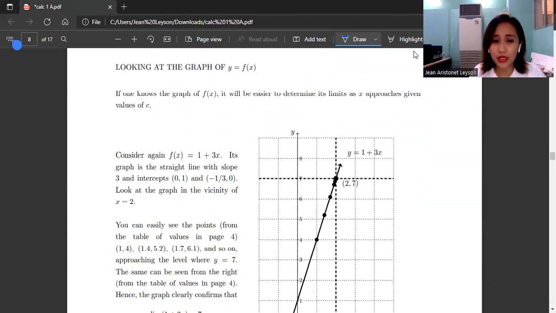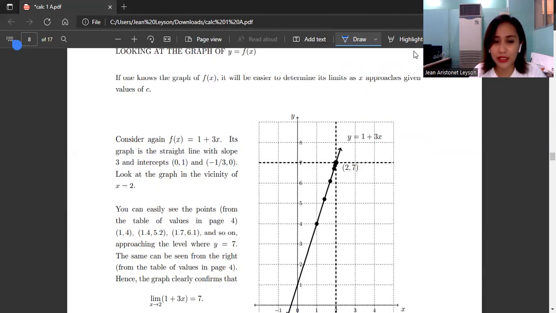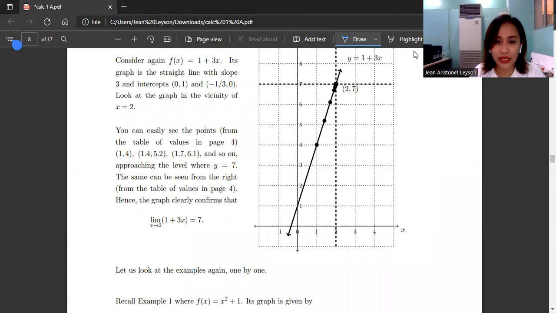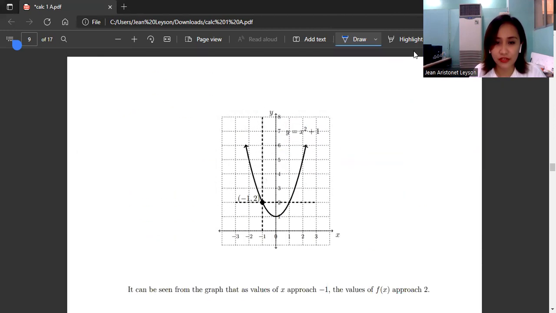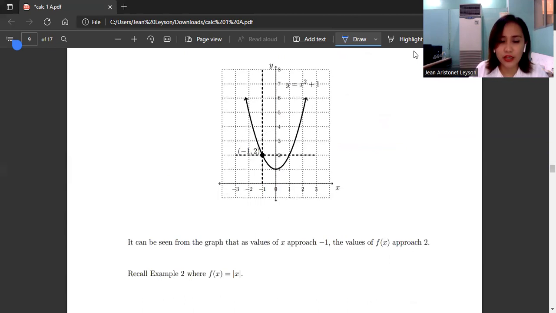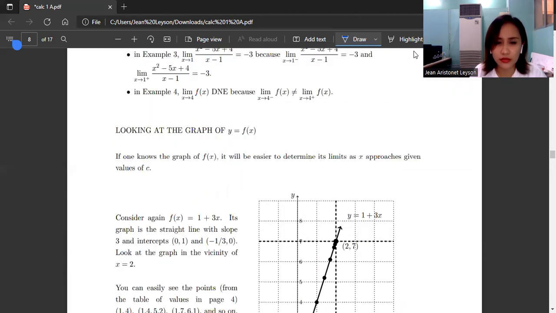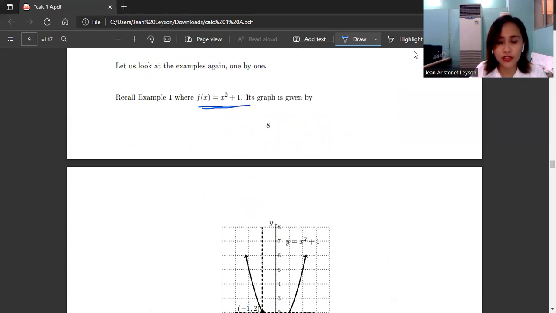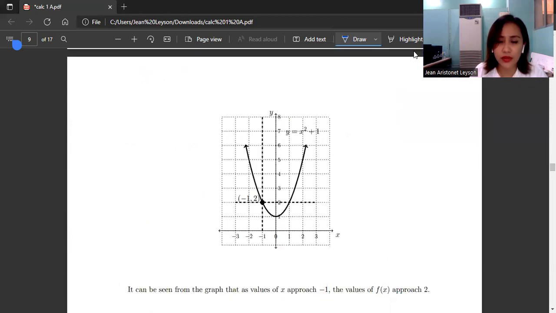Now let's proceed to determining the limit given the graph. And actually, it's very easy to identify the limit using graphs. So here, the function is given by x squared plus 1. Now, as x approaches -1, the value of f of x approaches 2.